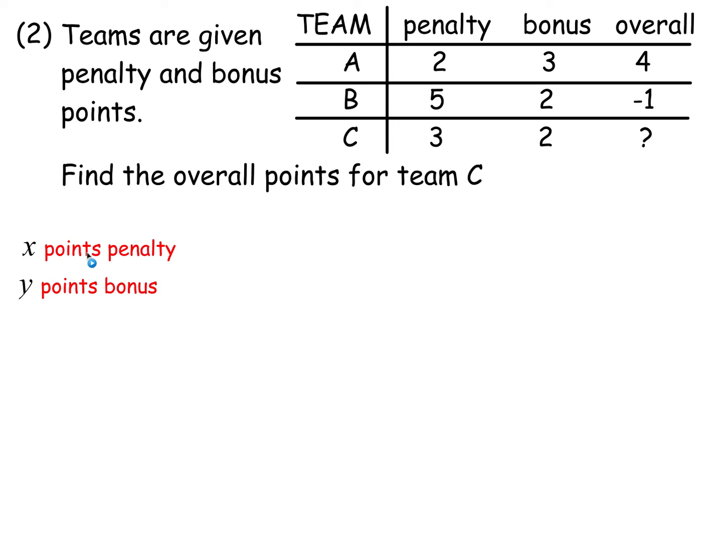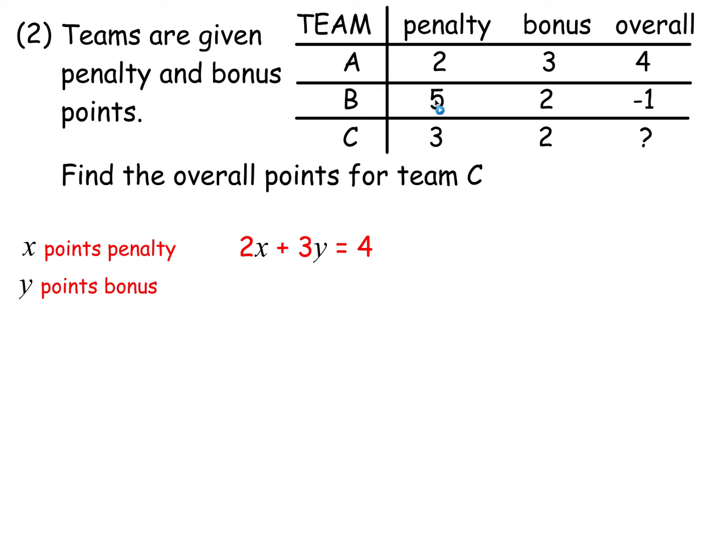So, X points for a penalty, Y points for a bonus. We've introduced the variables, the letters, to represent the unknowns. That's the points you get for a penalty or a bonus. We didn't know that. We've got 2 pieces of information, Team A and Team B. 2 penalties, 2 X's, 3 bonuses, 3 Y's, and it makes 4. That's Team A. 2 penalties, 3 bonuses, 2X and 3Y. And they scored 4, so it equaled 4.